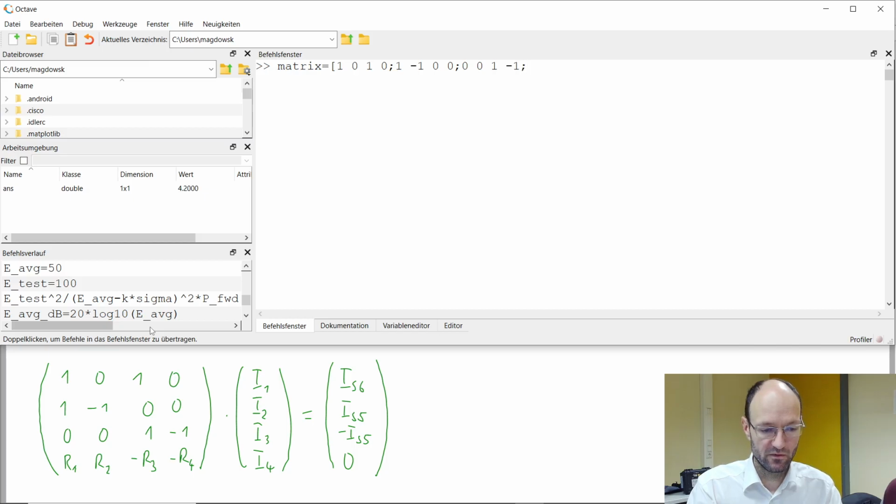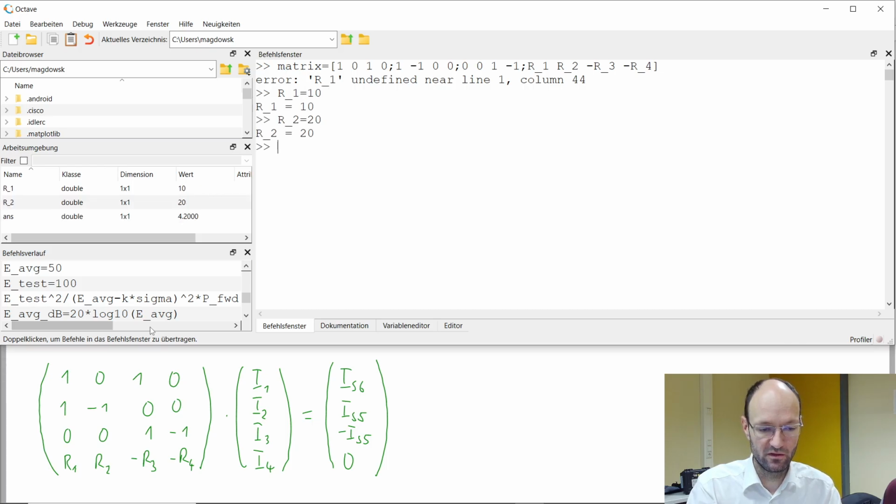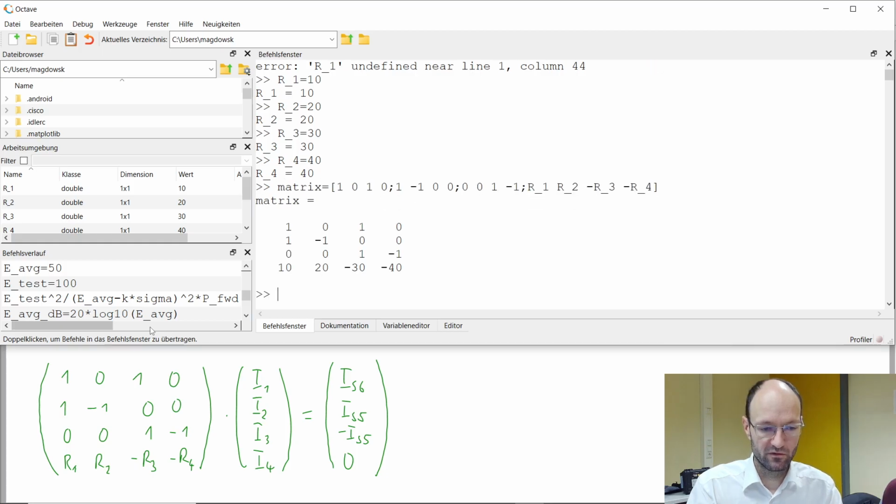And yeah, so I will once again just write the resistors even if they don't have values yet. So there will be some error message, and I will insert the values. So this is 10, this is 20, this is 30, and this is 40. And so then our matrix looks like this, pretty similar to what I've written by hand.